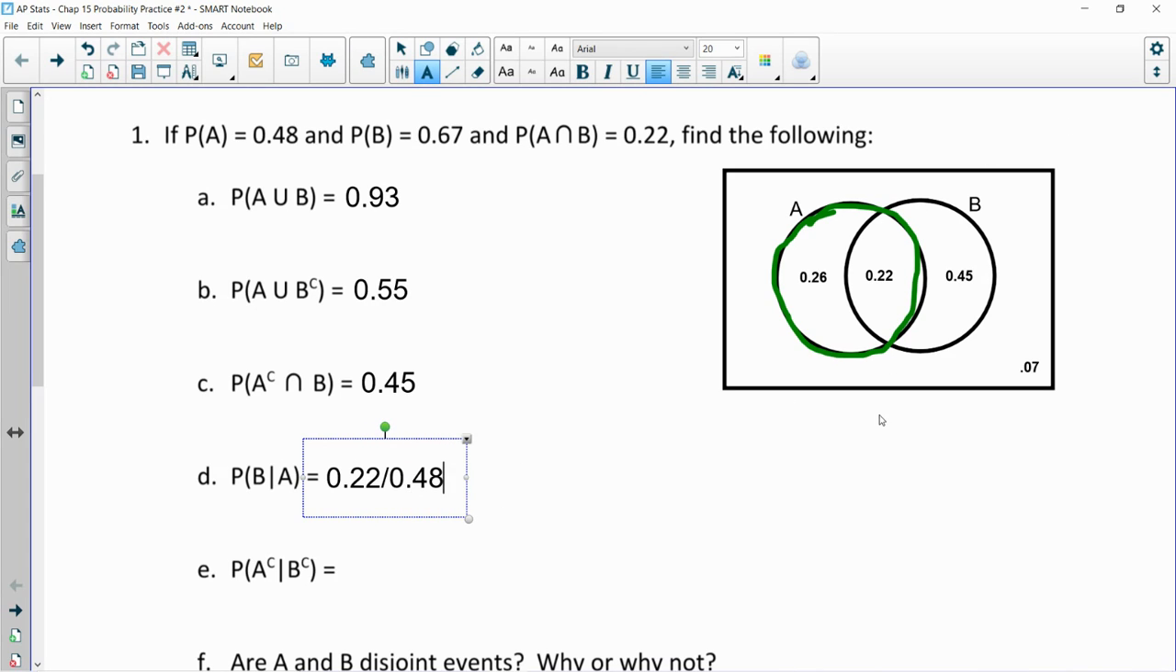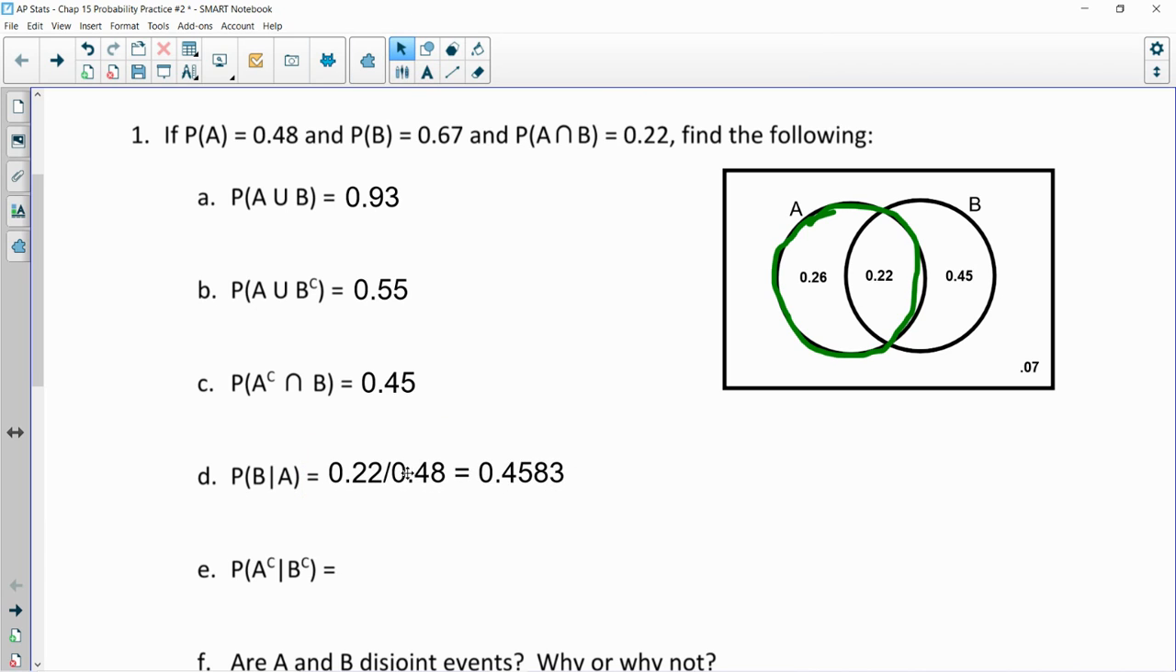So imagine throwing a dart, and it's a magic dart in that no matter where you throw it, it only lands in the green circle. What is the probability you land in the piece that's also in event B? 0.22 over the probability of landing in that circle. So we divide that, and we come out with 0.4583 when we take that out to 4 decimal places. And as a general rule, I usually go out 4 decimal places unless I'm told otherwise.